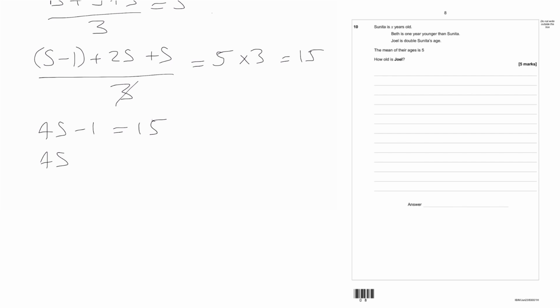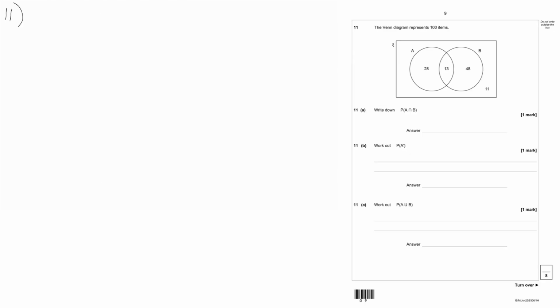And therefore 4s, if we add 1 to both sides, is equal to 16, and therefore s equals 16 over 4, which is 4. And we want to know how old Joel is. Remember, that's what we're actually searching for. So Joel, if we remember, is twice Sunita's age. So 2 times 4 is equal to 8. Joel is 8.